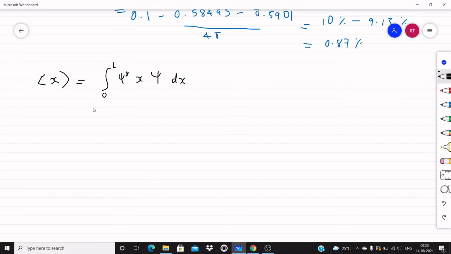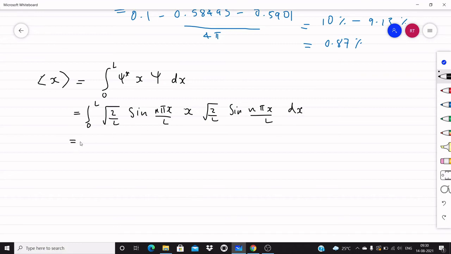We have the wave function, so you can apply the values. Integral 0 to L, psi is square root of 2 by L sine n pi x by L, then x, again square root of 2 by L sine n pi x by L into dx. So take the constant outside, square root of 2 by L into square root of 2 by L is 2 by L. Then integral 0 to L x sine square n pi x by L dx.